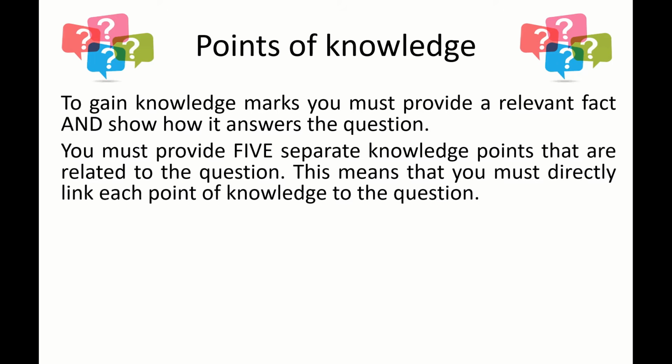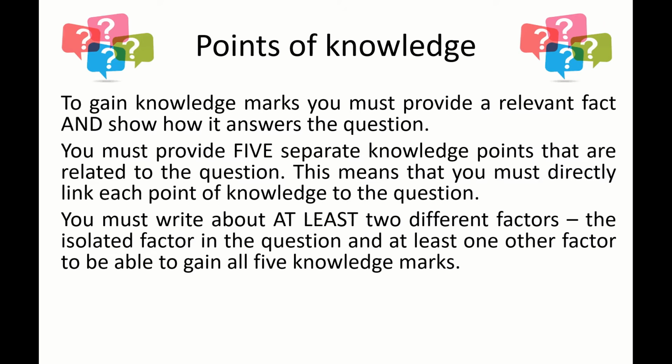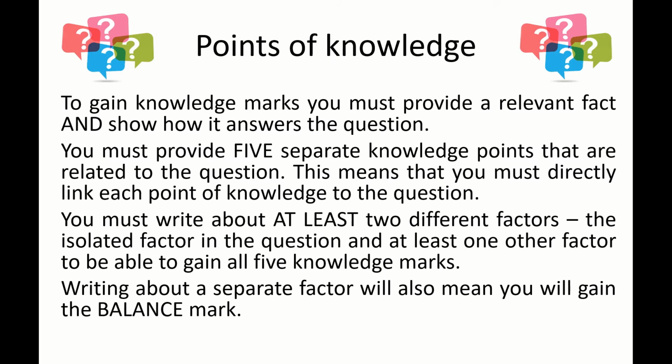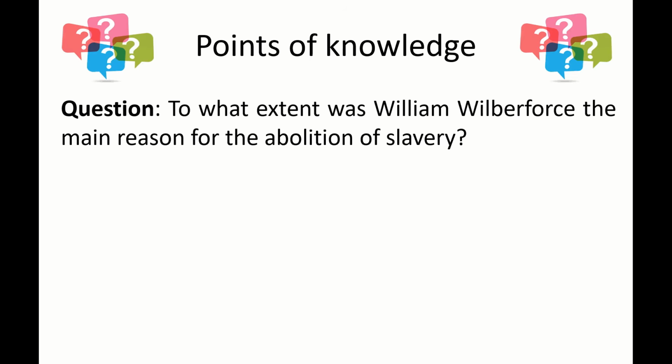Now, I've kept saying that word directly. That's because it's one of the big issues. Candidates often don't relate the points that they're making to the question, and that means that you can't really access the mark. You must also write about 2 different factors, so you must give detailed knowledge points about the factor that's in the question and then at least 1 other factor. And if you've done that, if you start writing about the sugar boycott and provide a relevant and related point to the question, then you get a knowledge mark for that, but you also get a balance mark. So in many ways, you can get this extra little bonus mark for knowing that there is something else that answers the question rather than just the isolated factor.